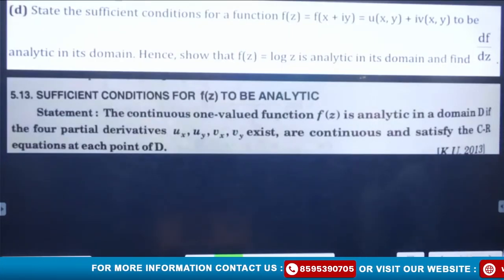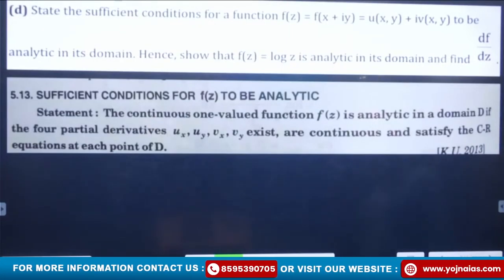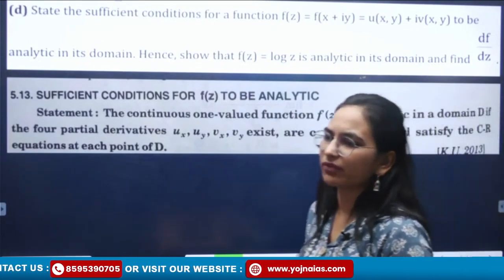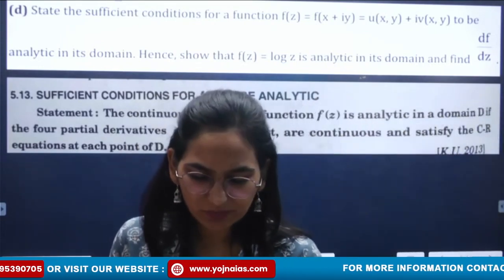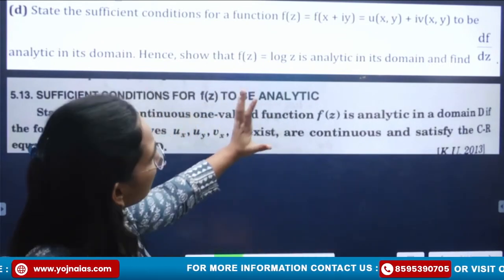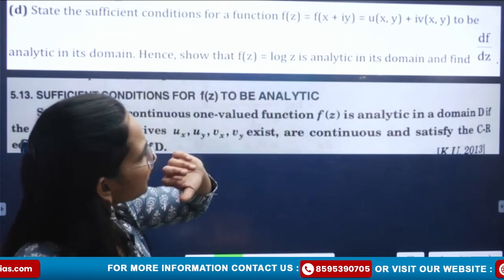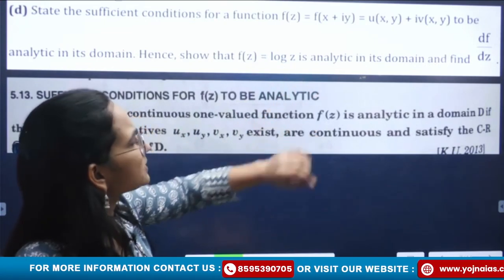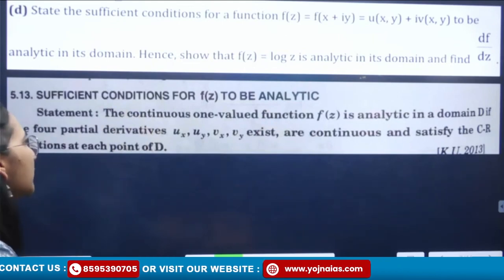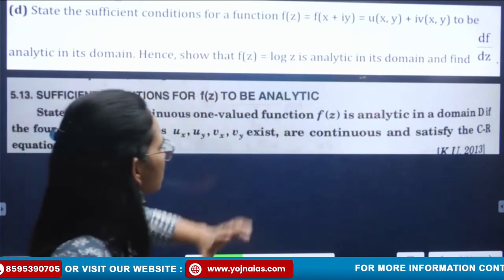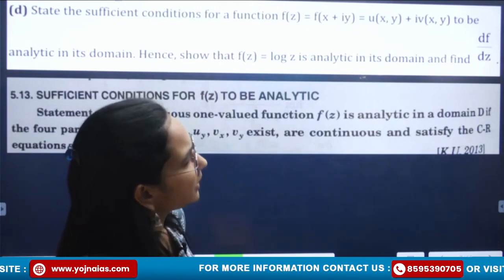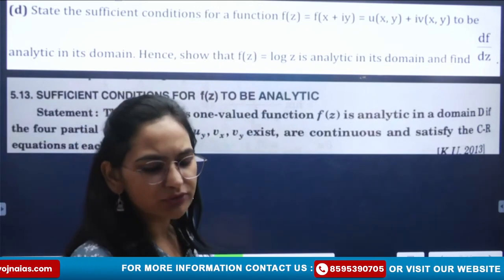The next question says: state the sufficient condition for a function f of z, that is f of x plus iota y, equal to u of x, y plus iota v of x, y, to be analytic in its domain, and show that f of z is equal to log z is analytic in its domain, and then find df by dz. How would you solve this question?